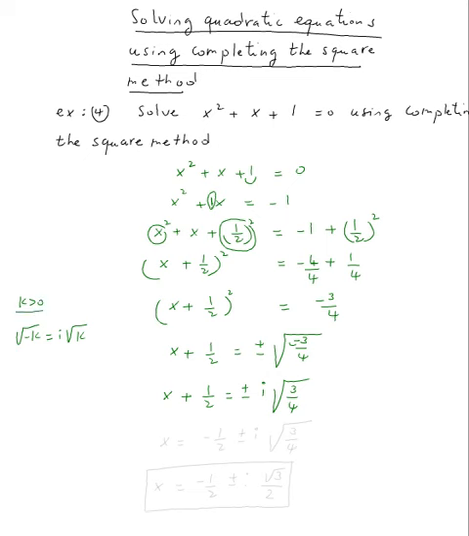And now all I need to do is subtract 1/2 from both sides. So x is equal to minus 1/2 minus or plus i square root of 3 over 4. And I think we can simplify it one more step. The square root of 3 is the square root of 3, but the square root of 4 is just 2. And this will be your solution.